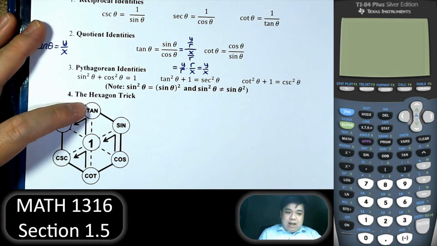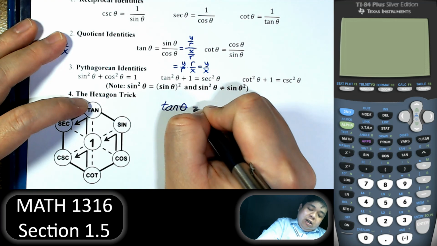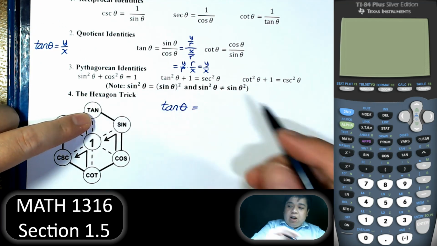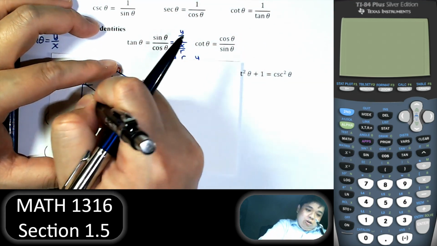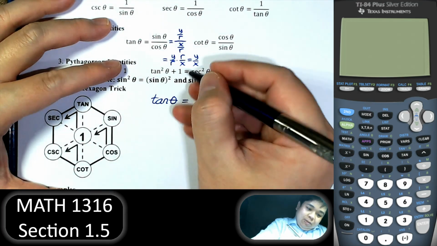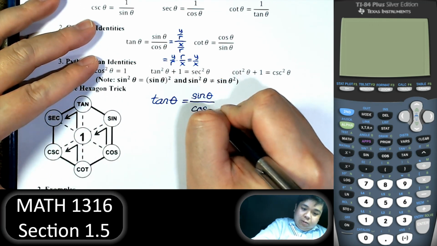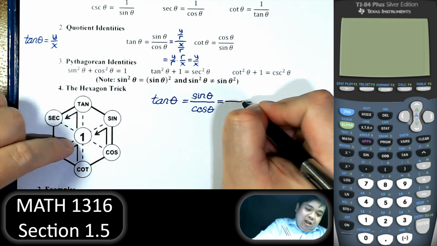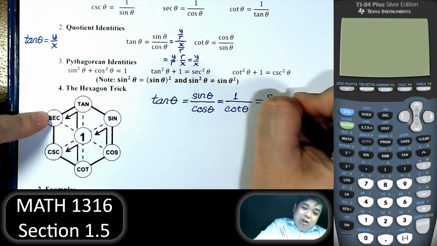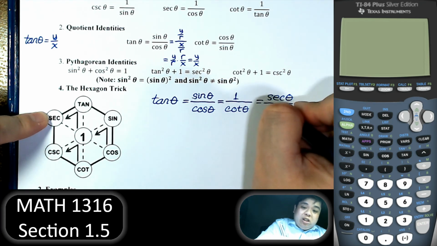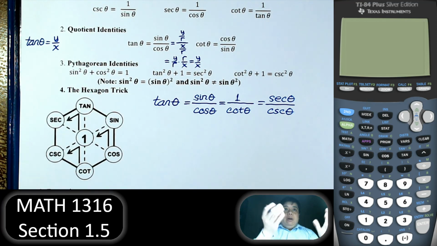Right? Now, we can say tangent equals, if we put tangent on the top, you can see there are 3: sine over cosine, 1 over cotangent, and secant over cosecant. Sine over cosine is the quotient identity. 1 over cotangent is the reciprocal identity. And we have secant over cosecant, which is correct, but we don't have a name for it.